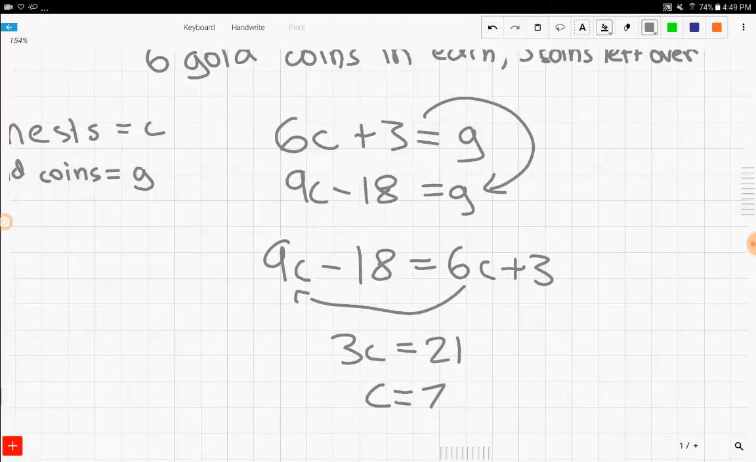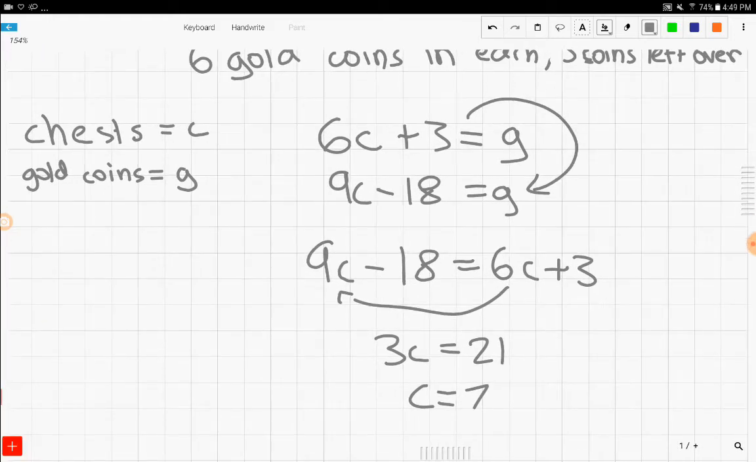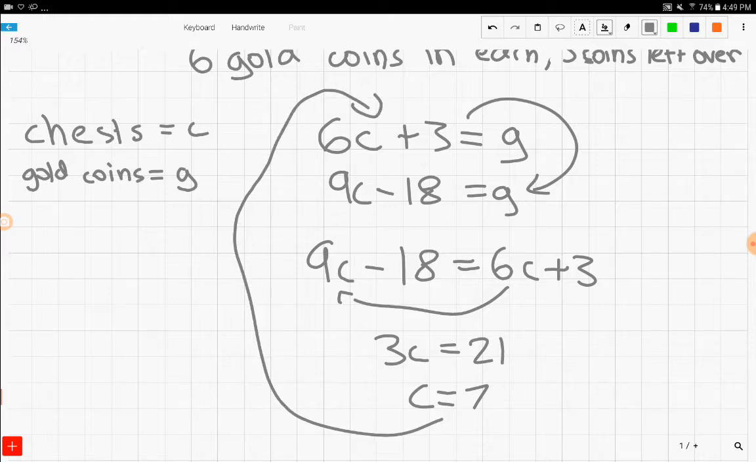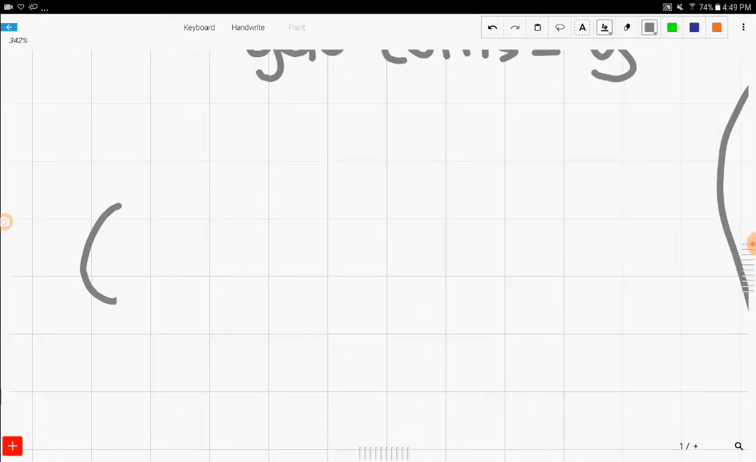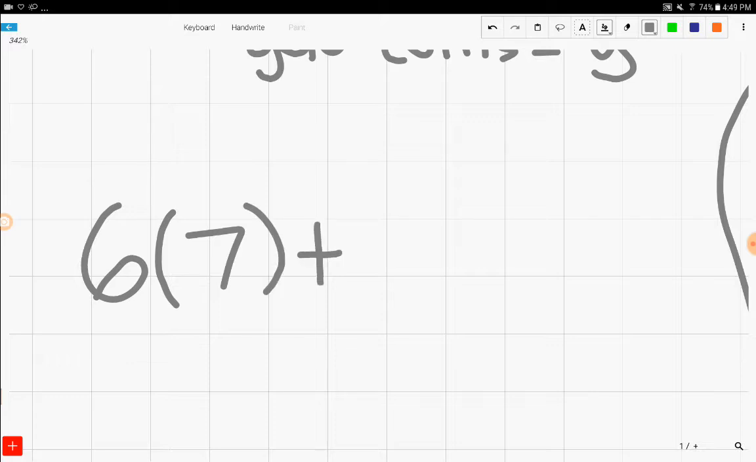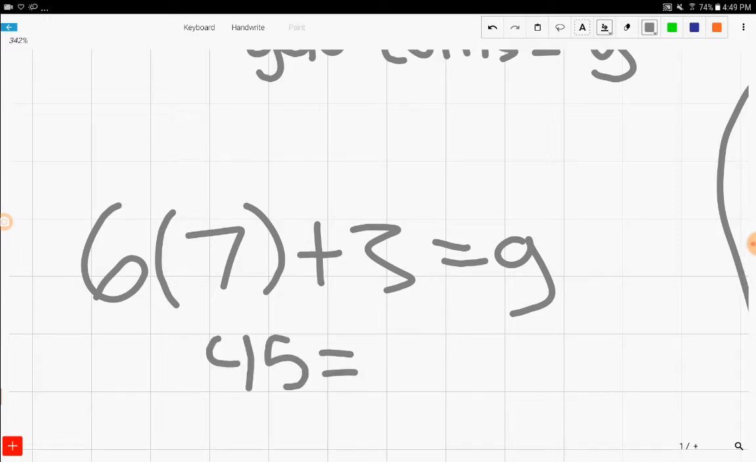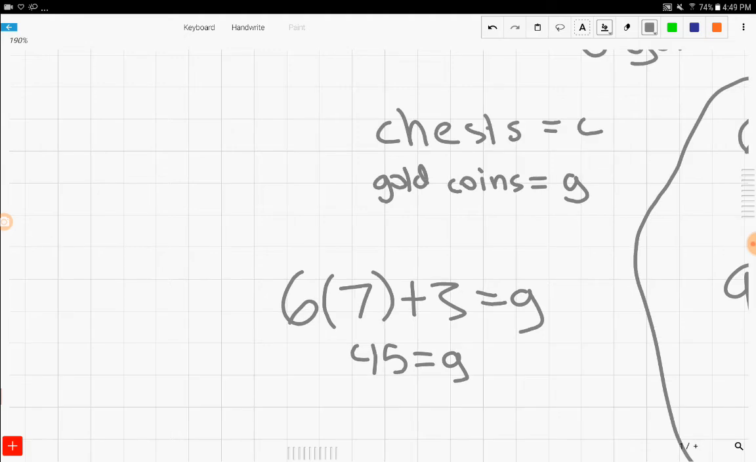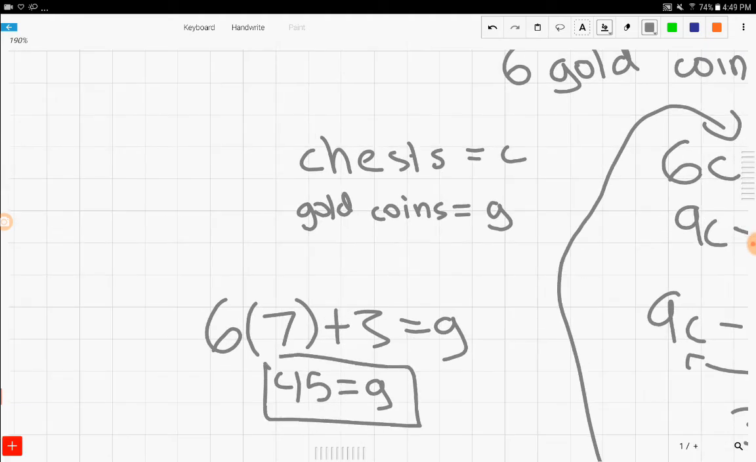But we're not done yet, because the problem asks us for the number of gold coins. We only found the number of chests. So we have to substitute this back into one of our equations. Let's do the first one. So 6 times 7 plus 3 equals G. And we end up getting 42 plus 3, which is equal to 45. So the number of gold coins we have is 45, and that is our answer.